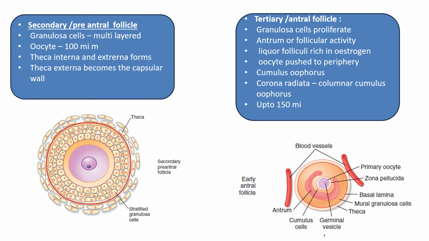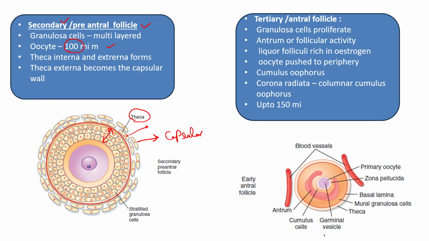After the primary follicle, it develops into a secondary follicle, which is also called preantral follicle. Here the granulosa cells become multi-layered, and you see the oocyte has become almost 100 microns, and there is development of theca interna and theca externa. Theca externa becomes the capsular wall, and this theca interna will secrete hormones.